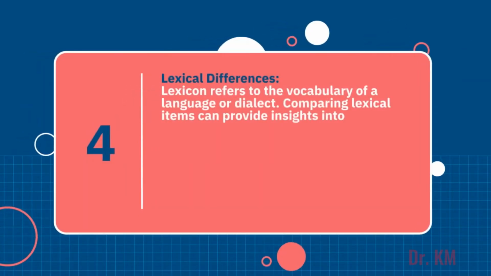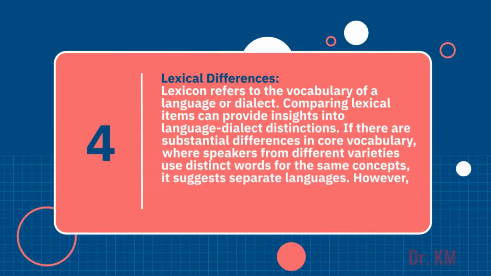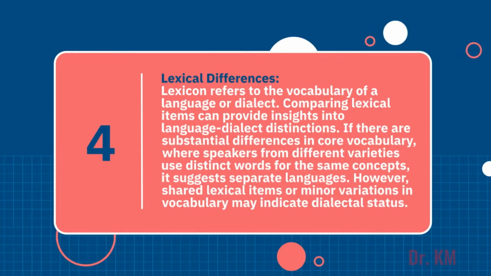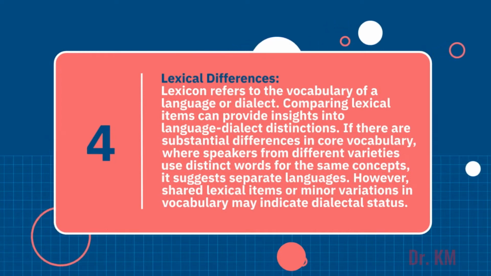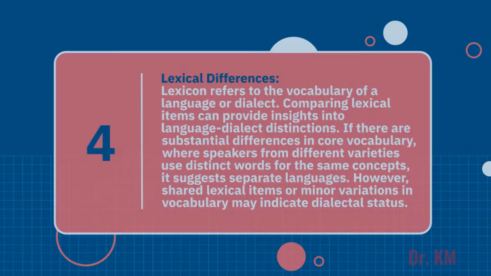4. Lexical differences. Lexicon refers to the vocabulary of a language or dialect. Comparing lexical items can provide insights into language-dialect distinctions. If there are substantial differences in core vocabulary, where speakers from different varieties use distinct words for the same concepts, it suggests separate languages. However, shared lexical items or minor variations in vocabulary may indicate dialectal status.